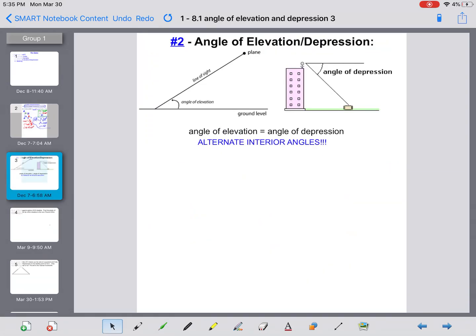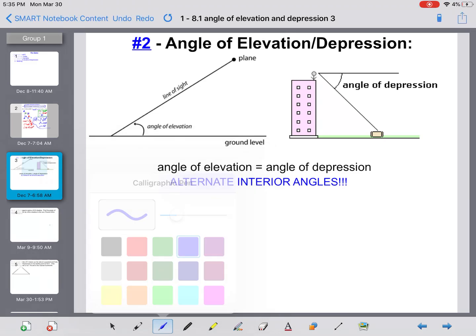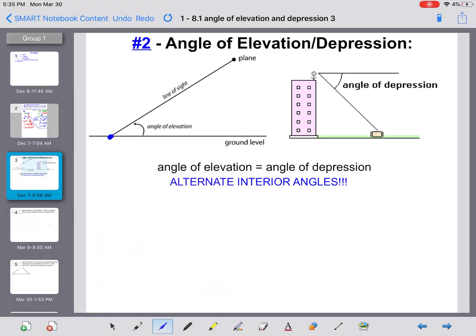Okay, let's talk about angle of elevation and depression. Angle of elevation works like this. When you imagine your eyesight's right there, you look straight ahead, straight out that way, and then you look up. That angle you make right there is your angle of elevation. Now the angle of depression, again, your eyesight's right at the top of this building. When you look straight ahead and then look down, that's your angle of depression. Both of these start from looking straight ahead and then either looking up or looking down.